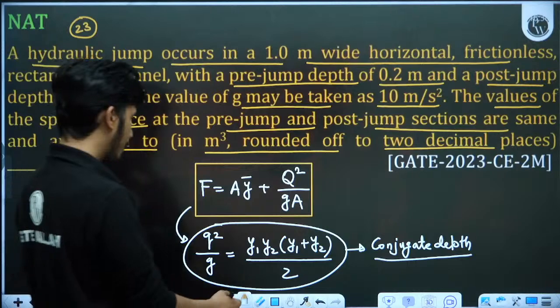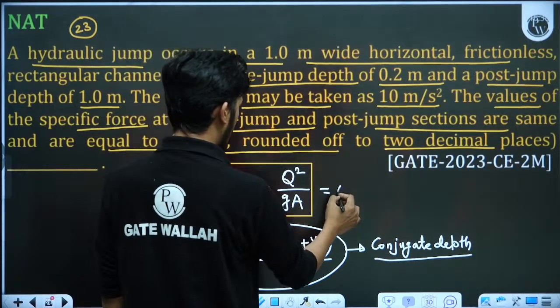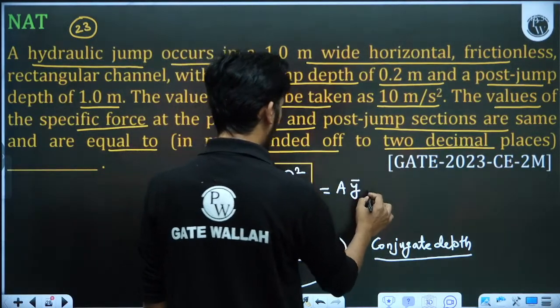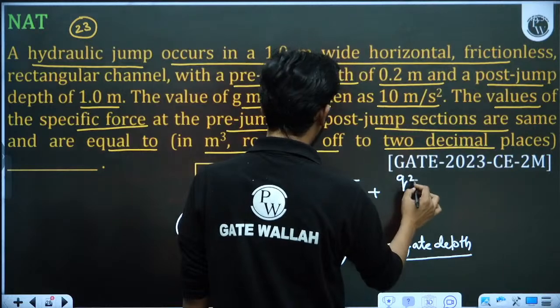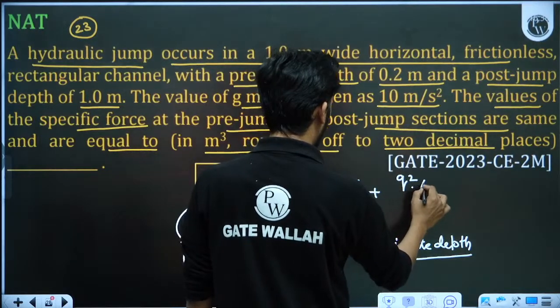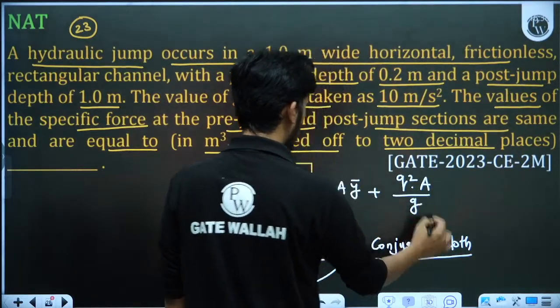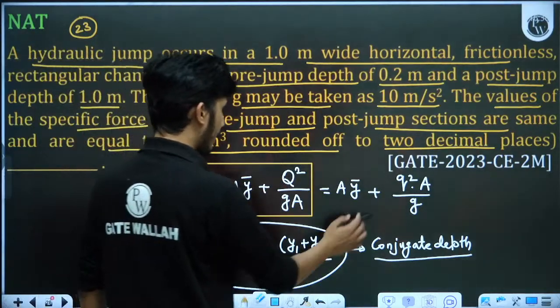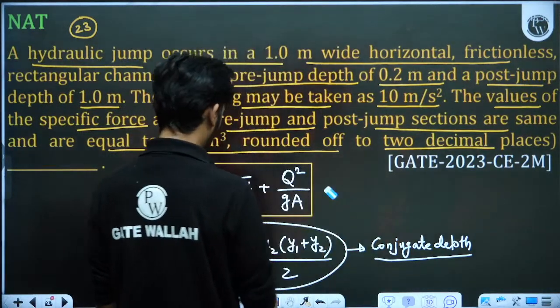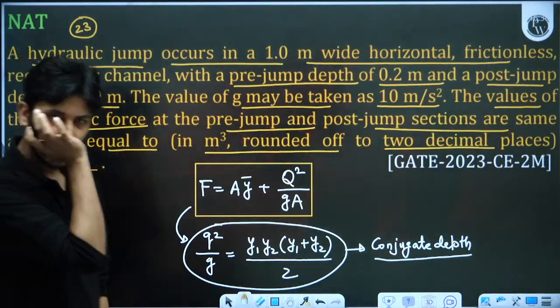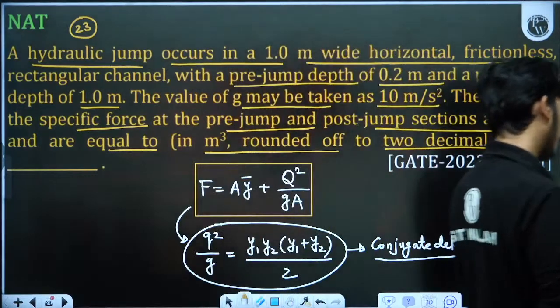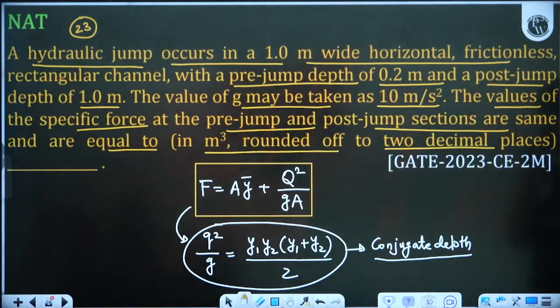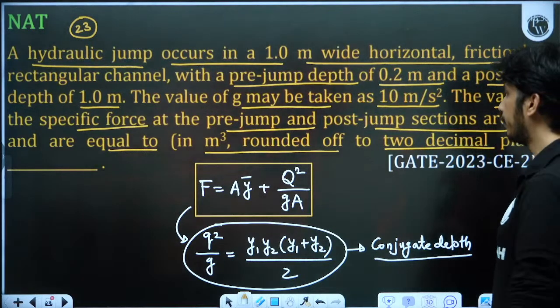We can write it down like this also: A into y bar plus Q square upon G into A. Because discharge will be equal to how much? Now Q square, no, this will not be there. First calculate Q square, then we can put this value here. So solve this and give me the answer.